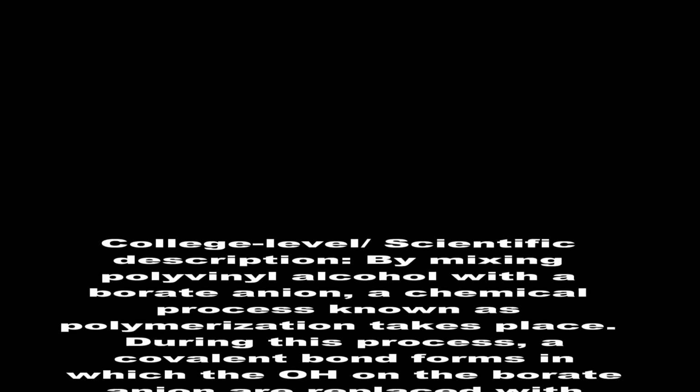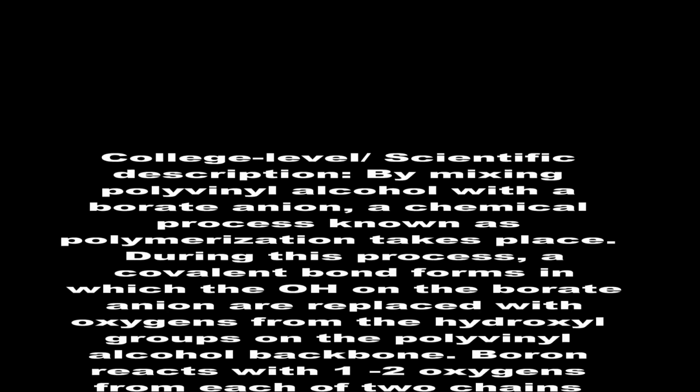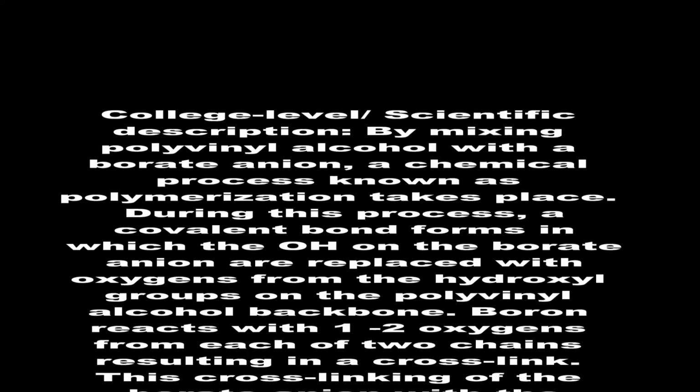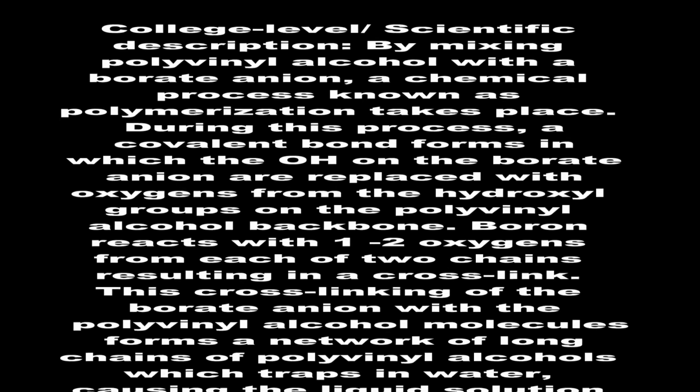The scientific explanation for high school and college students can go as follows. By mixing polyvinyl alcohol with a borate anion, a chemical process known as polymerization takes place. During this process, a covalent bond forms in which the hydroxyl groups on the borate ion are replaced with oxygens from the hydroxyl groups on the polyvinyl alcohol backbone.